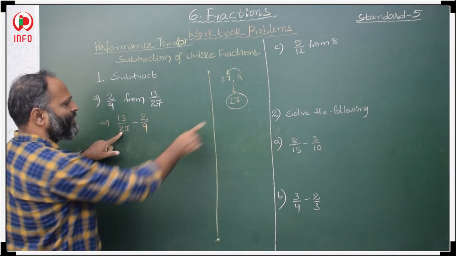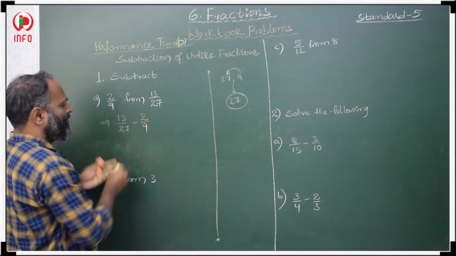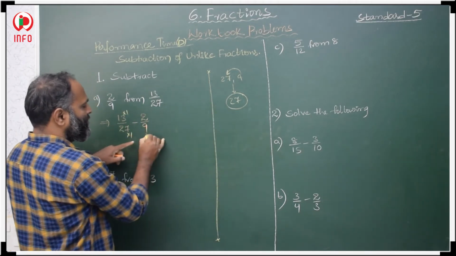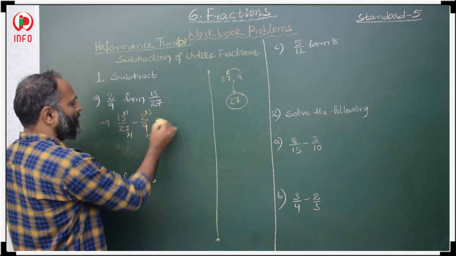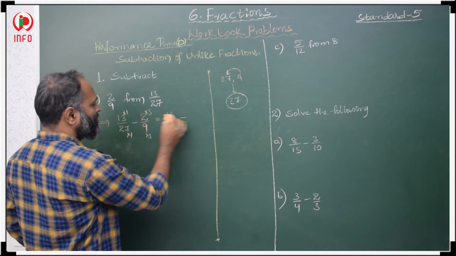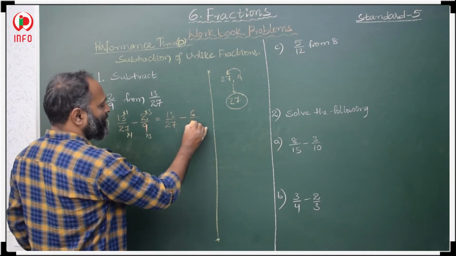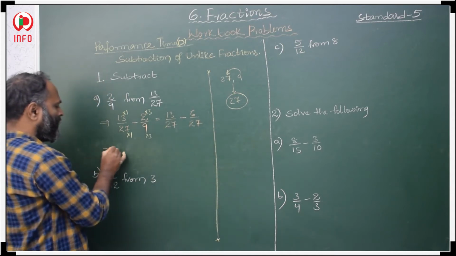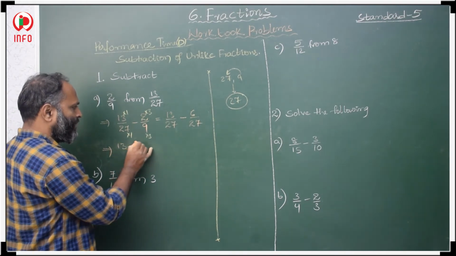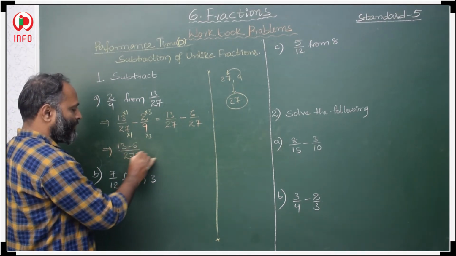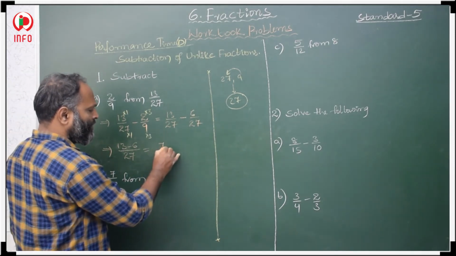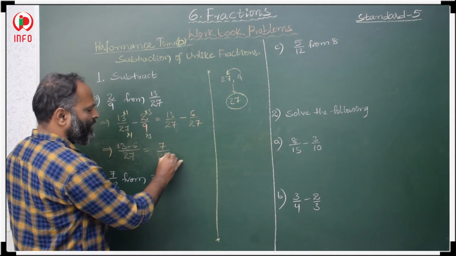Then in the 27 table, when will you get 27? 1s are. In the 9 table, when will you get 27? 3s are. So 13 ones are 13 by 27 ones are 27, minus 2 3s are 6, 9 3s are 27. Now these are like fractions. Then the difference of the numerators, 13 minus 6, by the common denominator 27. 13 minus 6 is how much? 7 by 27. This is the difference.